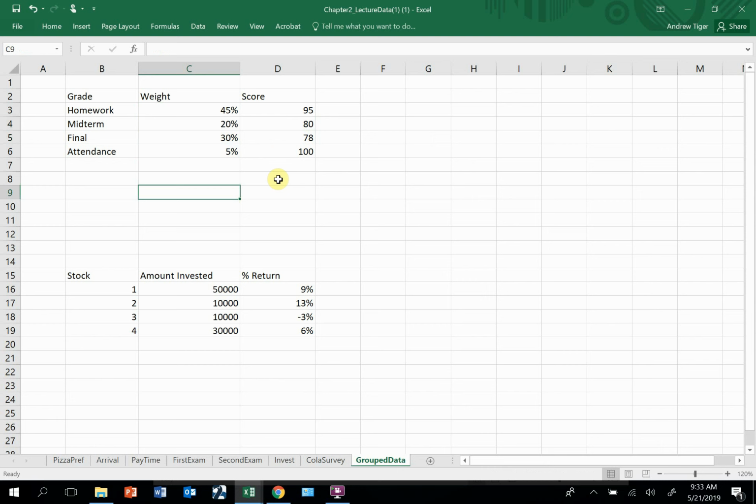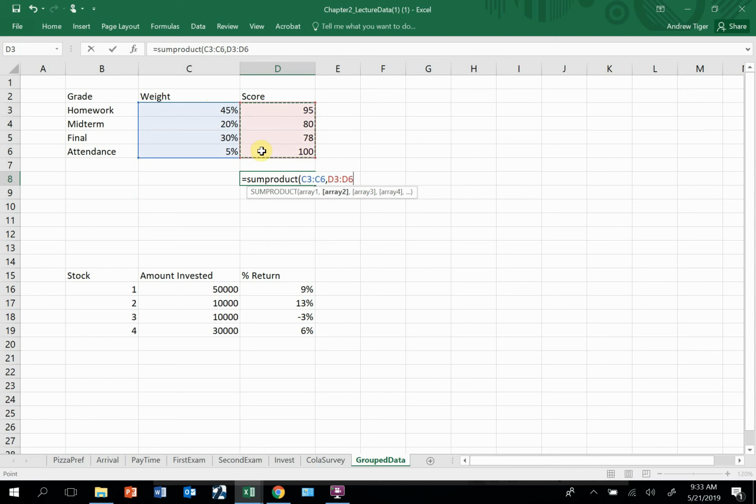So the easiest way to do this is to use something called a sum product formula. And it takes these weights times, and so what it does, it takes this times this, plus this times this, plus this times this, plus this times this, and then divided by the total weight, which is 1, so you don't even have to divide by that. And that would give you your score for the class.